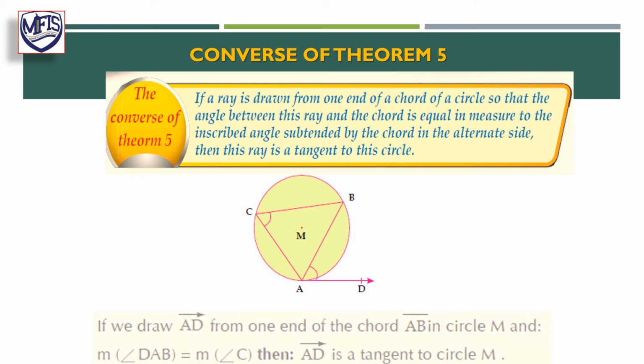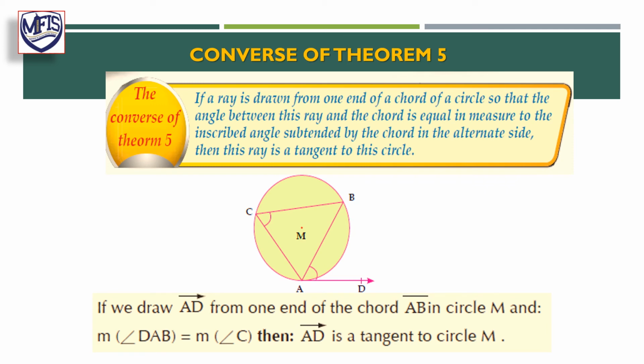Again, if we draw AD ray from one endpoint of chord AB in the circle M and the measure of angle DAB, this angle, equals the measure of angle C, therefore AD is a tangent to circle M. That means I'll use the converse of theorem 5 to prove that this ray or this straight line is tangent of the circumcircle of triangle ABC, the circle which passes through the three vertices of the triangle ABC.